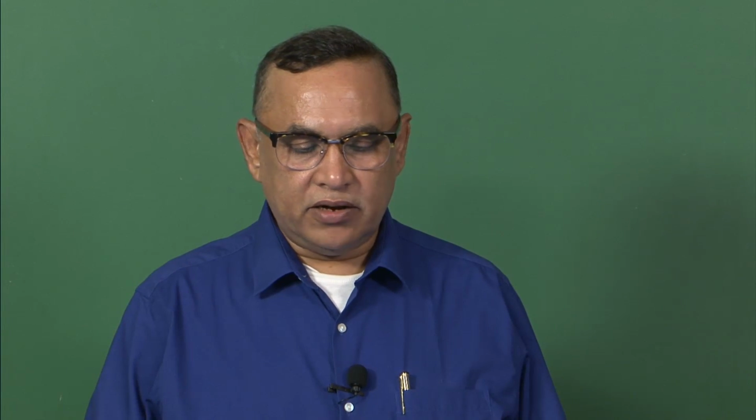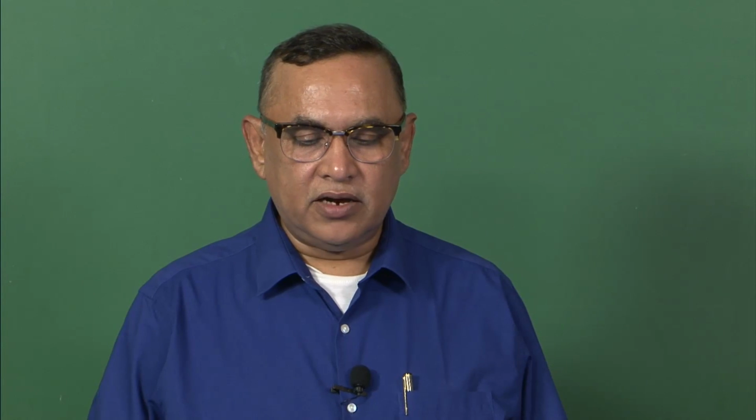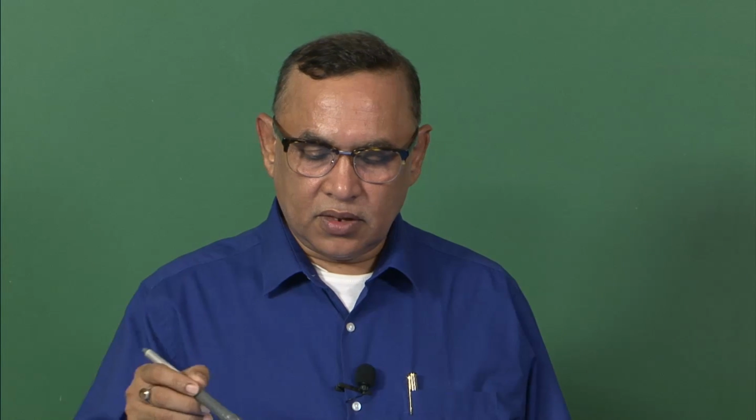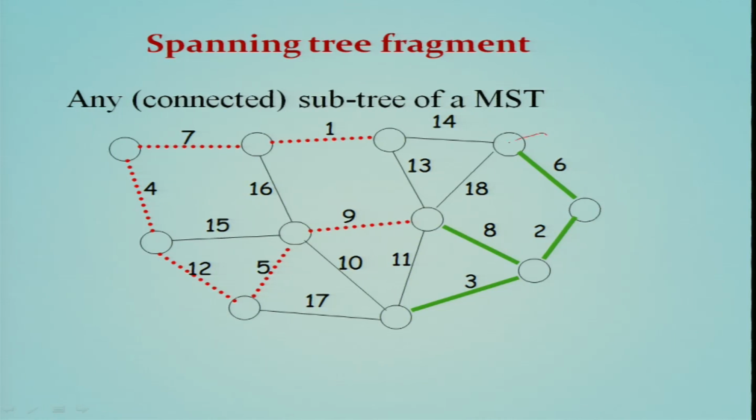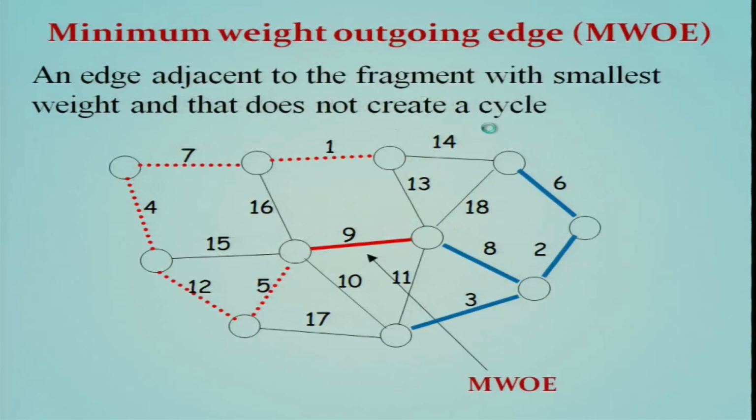Now, we are going to see some of the terminologies which we are going to use in this lecture. The first of them is the spanning tree fragment. Any connected subtree of a minimum spanning tree is called a spanning tree fragment. Here you can see the subtree shown with the green edges is basically a spanning tree fragment.